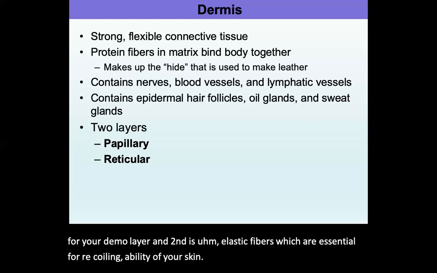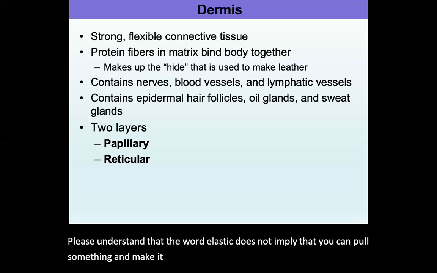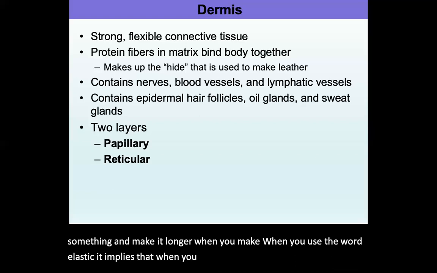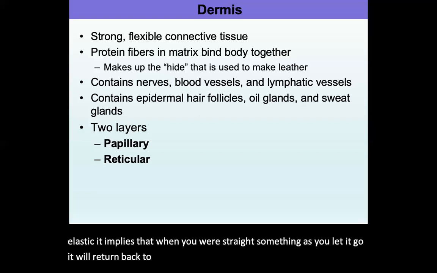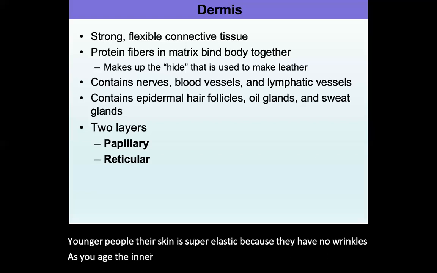Please understand that the word elastic does not imply that you can pull something and make it longer. When you use the word elastic, it implies that when you stretch something and let it go, it will return back to its original shape. So when you think about younger people, their skin is super elastic because they have no wrinkles. As you age, wrinkles start to appear because your skin loses elasticity.